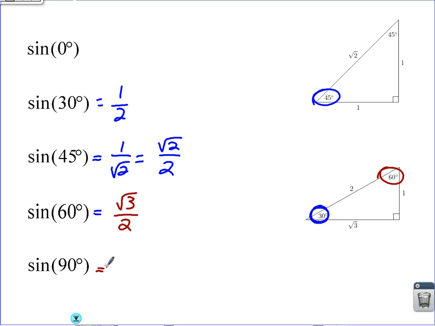Sine of 90 and the sine of 0. Here's the thing, you don't have a triangle to match that. Because sine is opposite over hypotenuse. Well, how in the world are you going to do opposite over hypotenuse if this is 0 degrees? Think about what happens though.